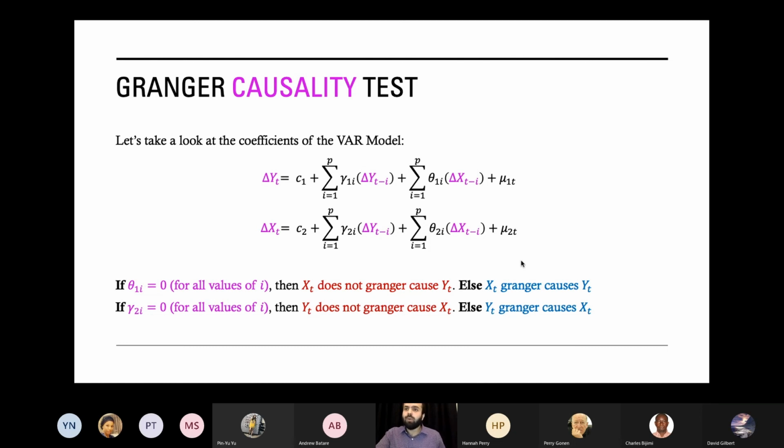And we can have no causality, or we can have unidirectional causality, which could go from X to Y or from Y to X, but not the other way around. And sometimes we can also have bidirectional causality between two variables, where they are both affecting each other simultaneously.